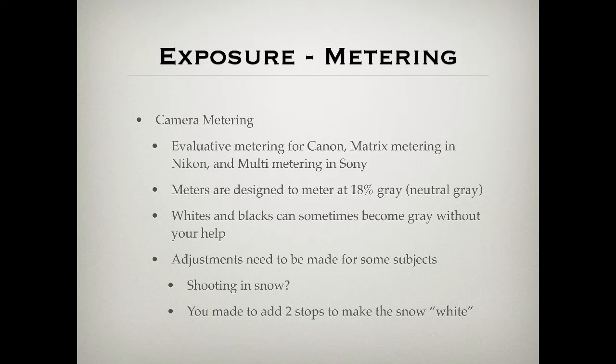In camera metering, we recommend for landscape and nature photography using a metering that covers most of the frame. So there's a kind of metering that looks at the entire scene or a majority of the scene and determines what a correct or good exposure is. In Canon, that's called evaluative metering, so you'd set your camera for that. In Nikon, it's matrix metering, and in Sony, it's multi-metering. These meters are designed to meter at what we call 18% gray or neutral gray.